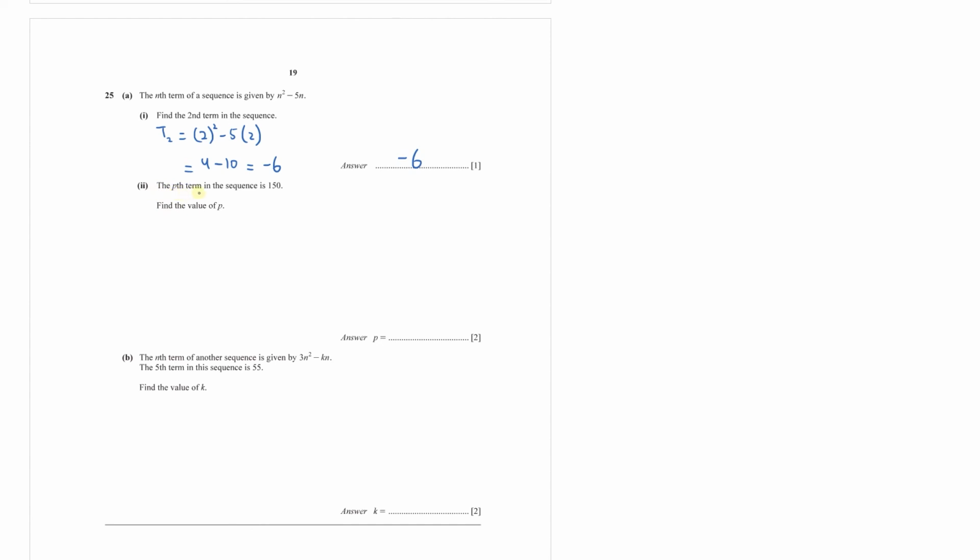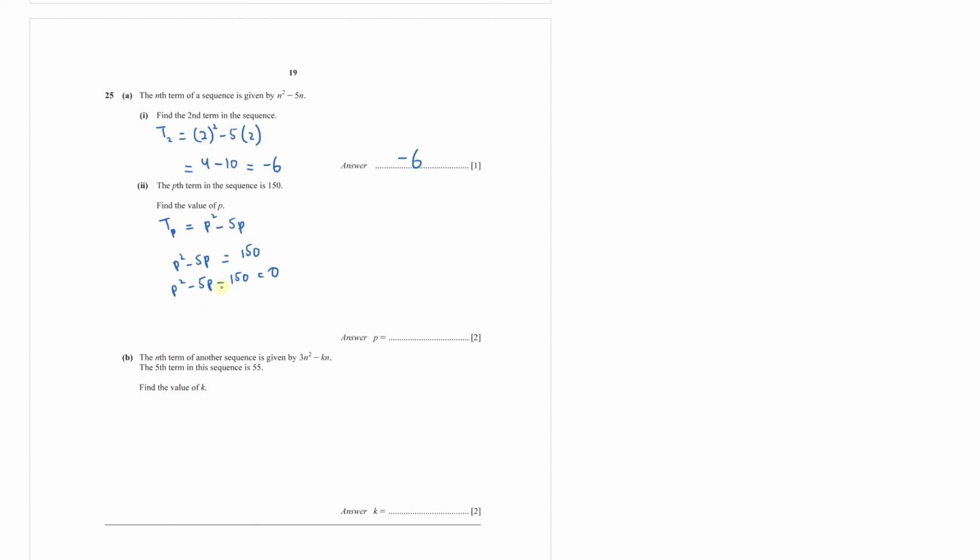Second part: the pth term in the sequence is 150. Find the value of p. Let's say the pth term is represented by tp. If we replace n with p in the sequence formula we are given, we get p squared minus 5p, and we know that this equals 150. So you get p squared minus 5p equals 150, and then p squared minus 5p minus 150 equals 0. This is a quadratic equation that we can factorize.